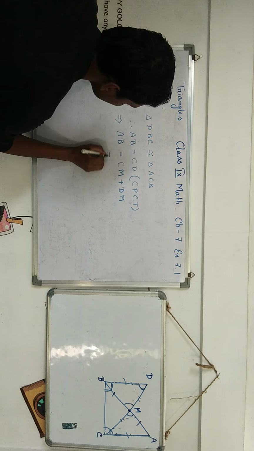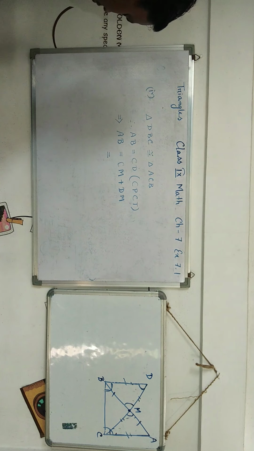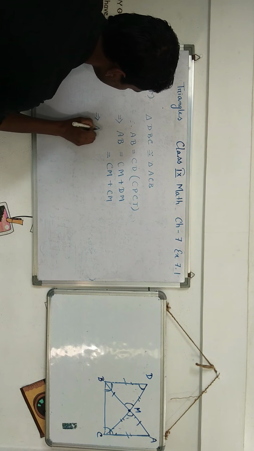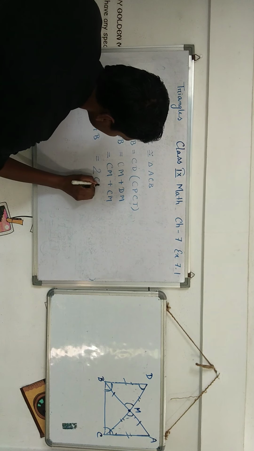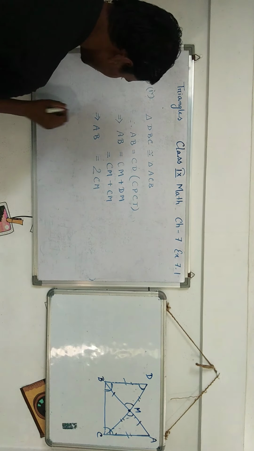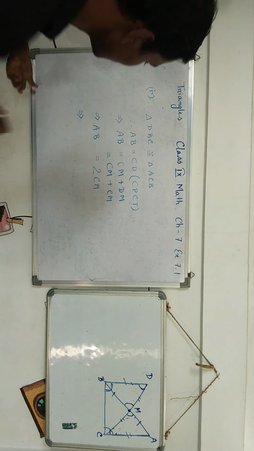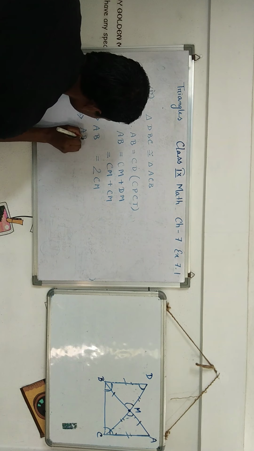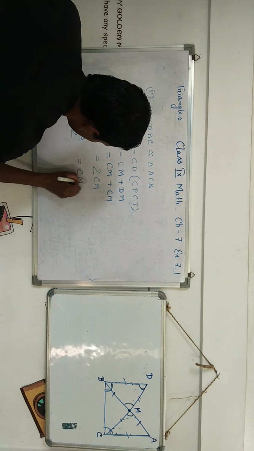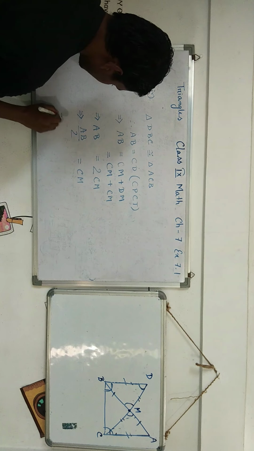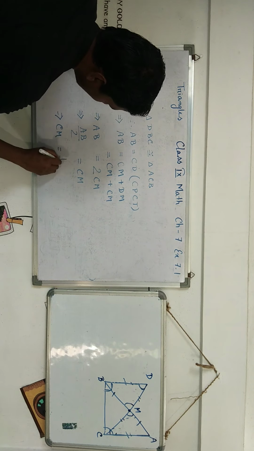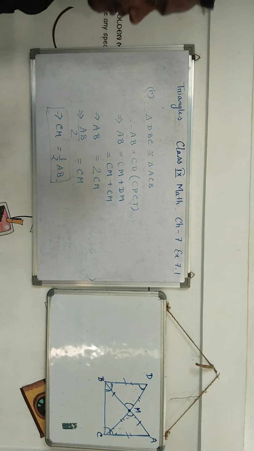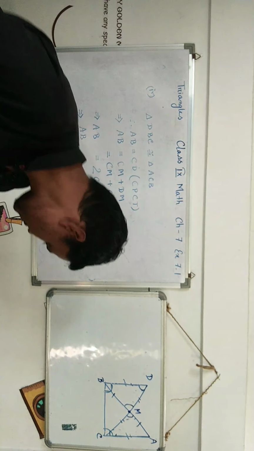Now in place of DM, what will I put? CM. So that will be CM plus CM. This implies AB is equal to twice CM. From there, if I take the 2 to the other side, it will be AB divided by 2 is equal to CM. That is what we are supposed to prove. So CM is equal to half of AB. That is what we were supposed to prove in the fourth part. Very simple one. Hope this will be helpful for you. Thanks for watching. Thank you.